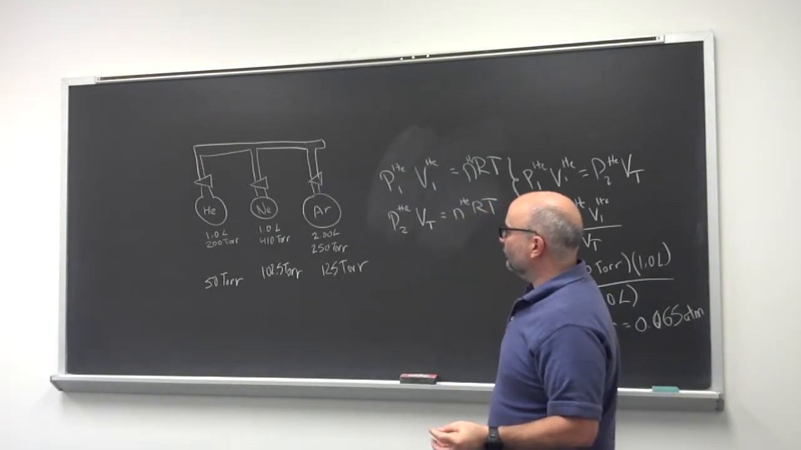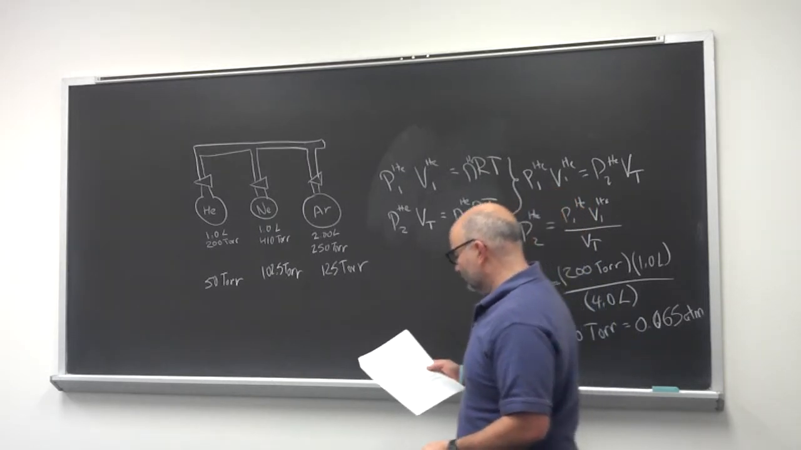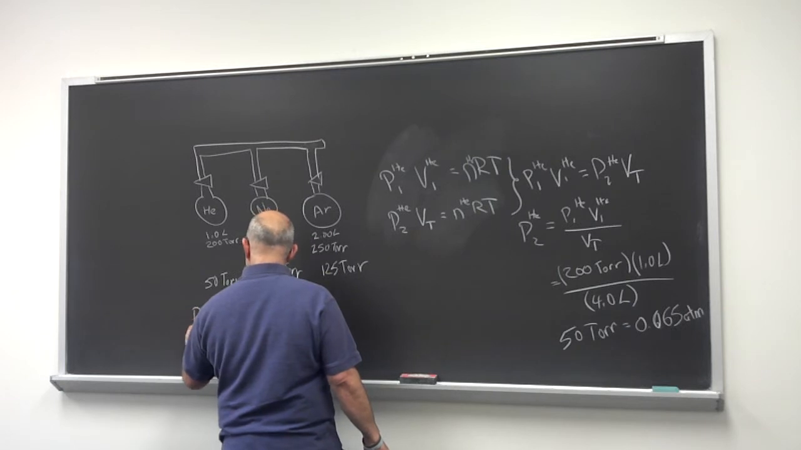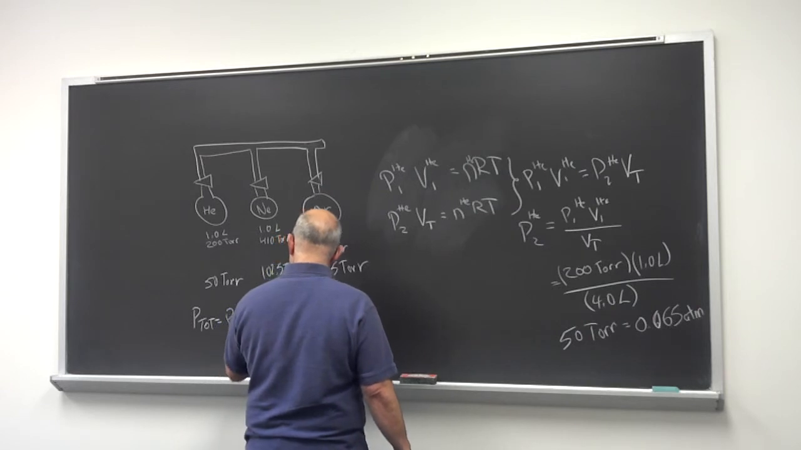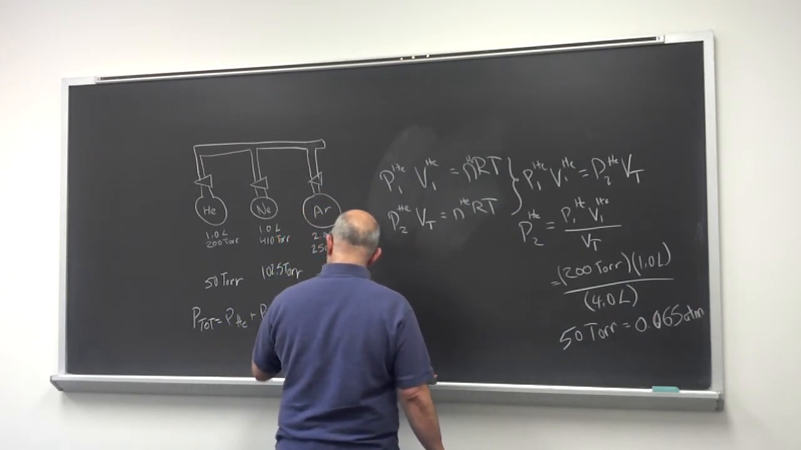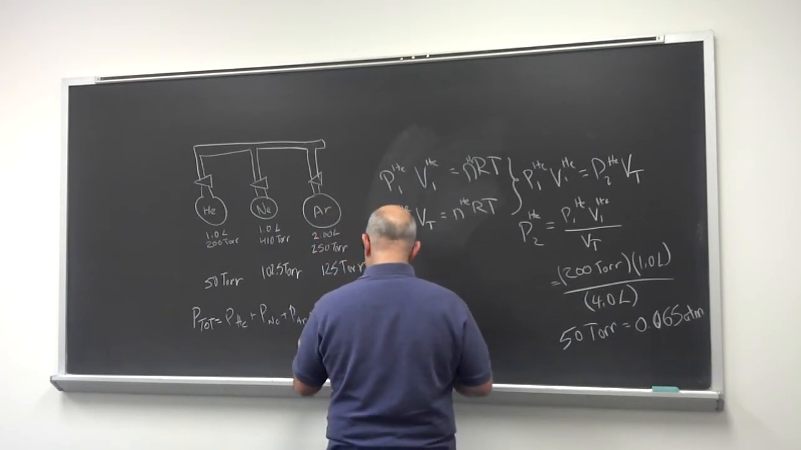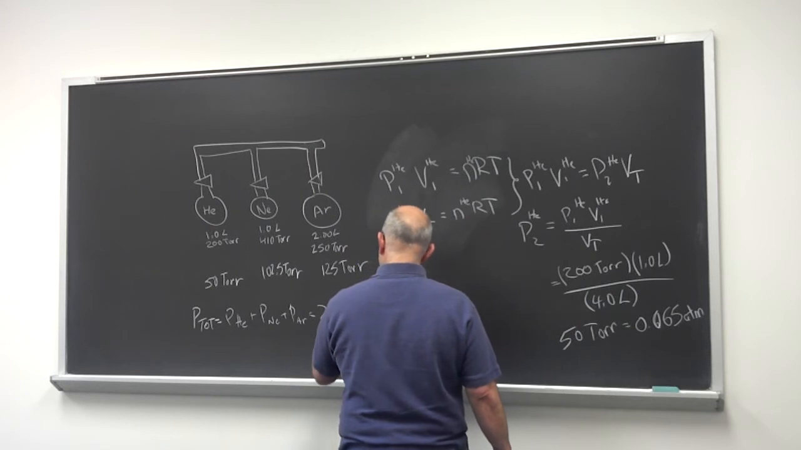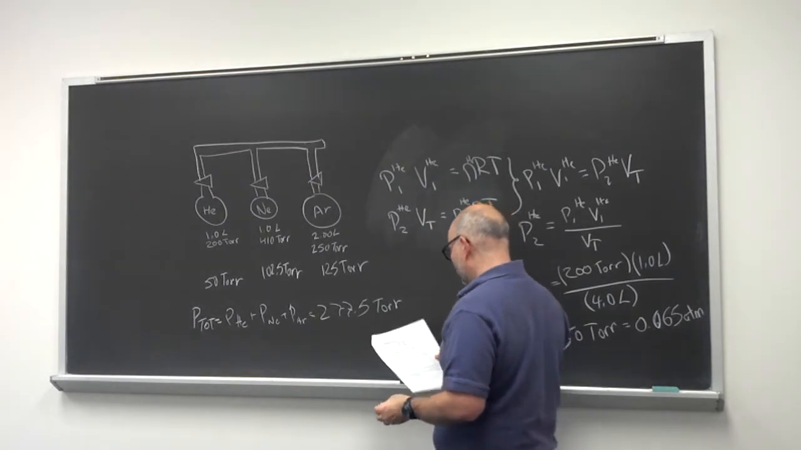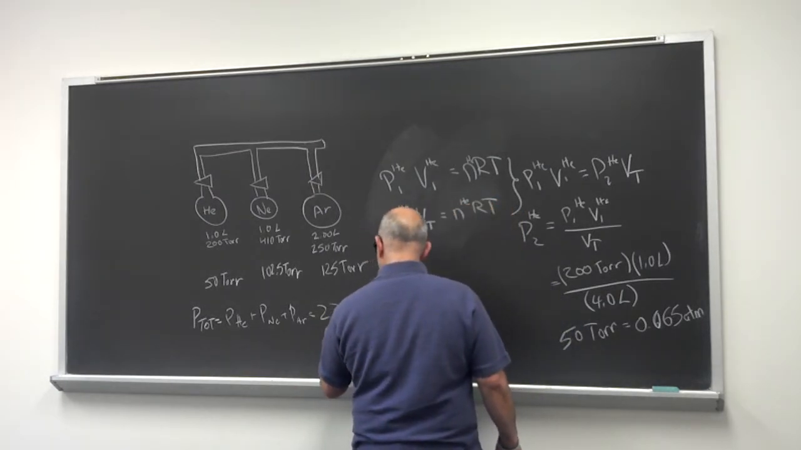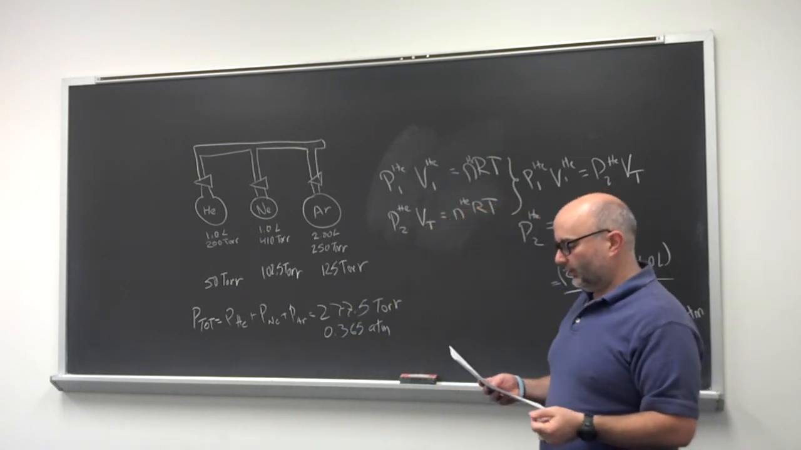And for 1B, the total pressure is just going to be the partial pressure of the 3 components added together. So the partial pressure of the helium plus the partial pressure of the neon plus the partial pressure of the argon. And that adds up to 277.5 torr, or 0.365 atmospheres. And that's the answer to problem 1.